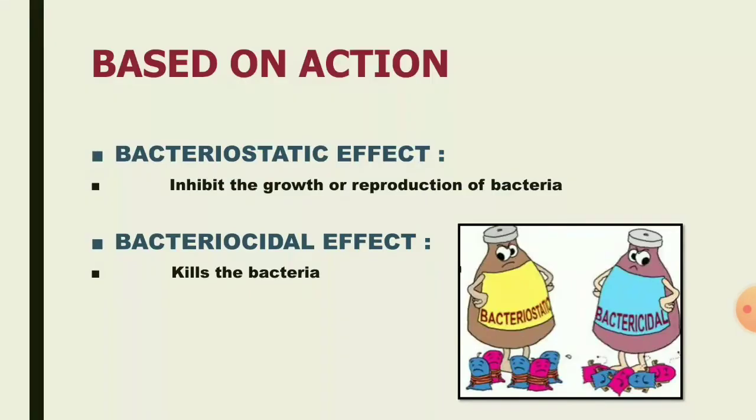Next, based on their actions, how are antibiotics classified? The first type is bacteriostatic effect, and the second type is bactericidal effect. In bacteriostatic effect, this type of antibiotic only inhibits the growth and reproduction of the bacteria. In bactericidal effect, the antibiotics kill the bacteria.